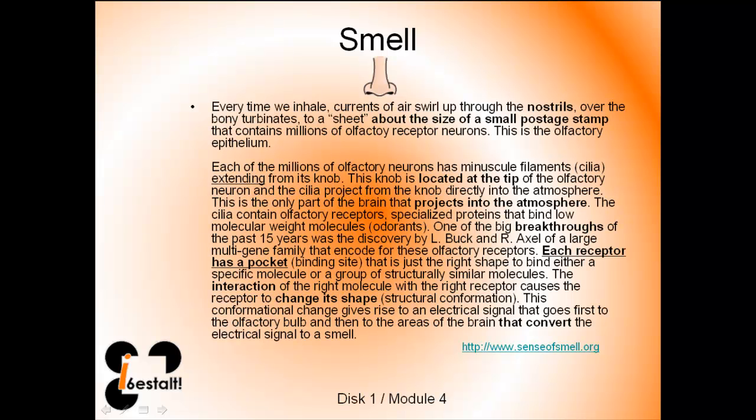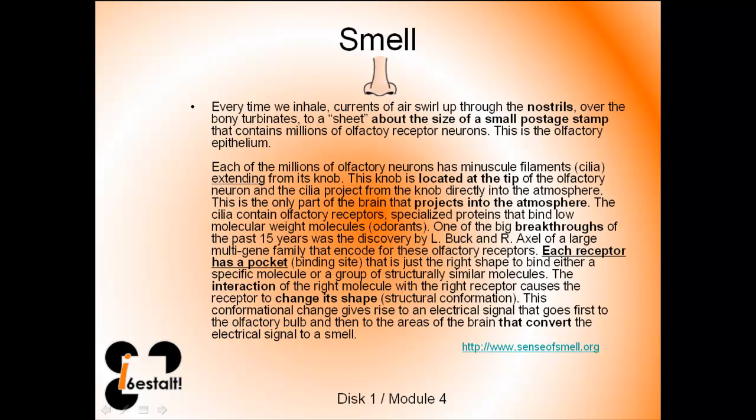The cilia contain olfactory receptors, specialized proteins that bind low molecular weight molecules or odorants. One of the big breakthroughs of the past 15 years was the discovery by L. Buck and R. Axel of a large multi-gene family that encode for these olfactory receptors. Each receptor has a pocket or a binding site that is just the right shape to bind either a specific molecule or a group of structurally similar molecules. The interaction of the right molecule with the right receptor causes the receptor to change its shape. Structural conformation is what it's called. The conformational change gives rise to an electrical signal.